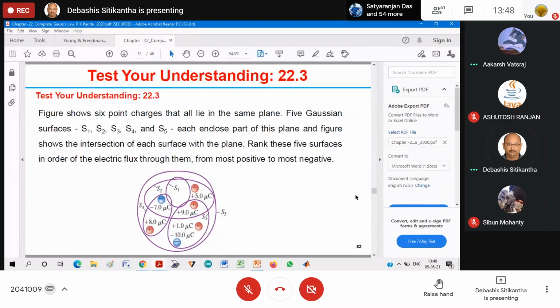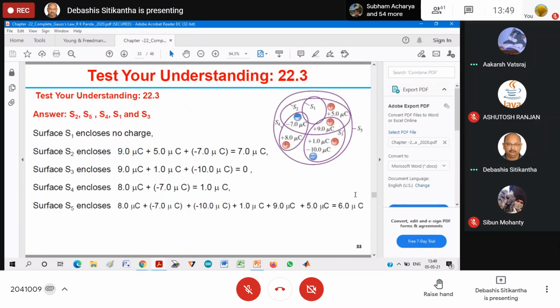But it is asked to find what? The electric flux. So what are you going to do? Just divide them by epsilon 0. That's it. S2 is 0.79 into 10 to the power 6. Okay, whatever it may be, whatever you have solved, that is the correct one. Is there anyone who has not solved?